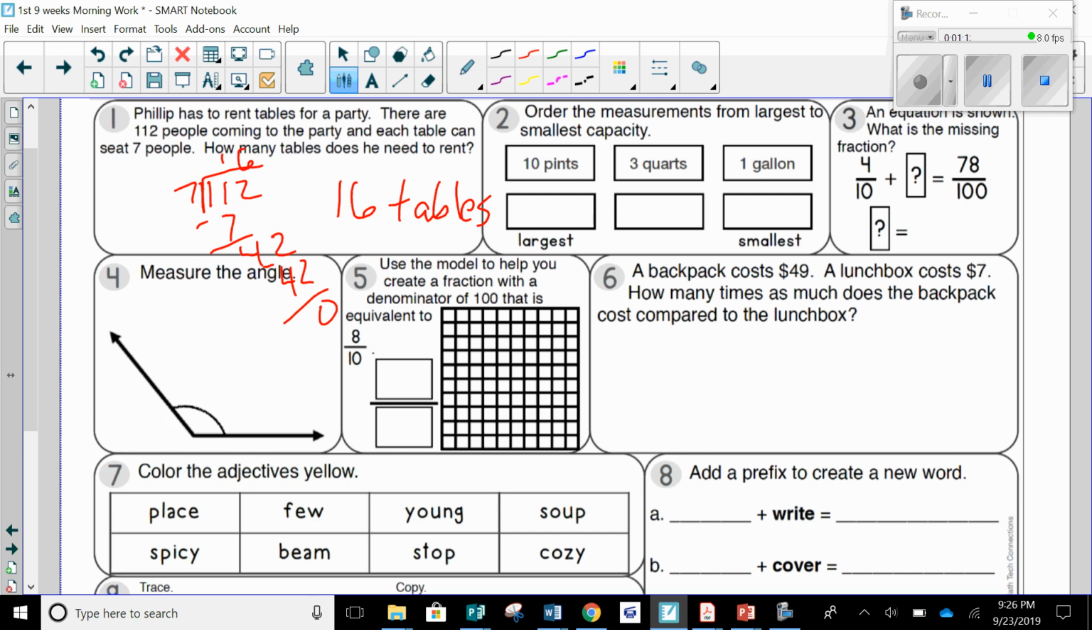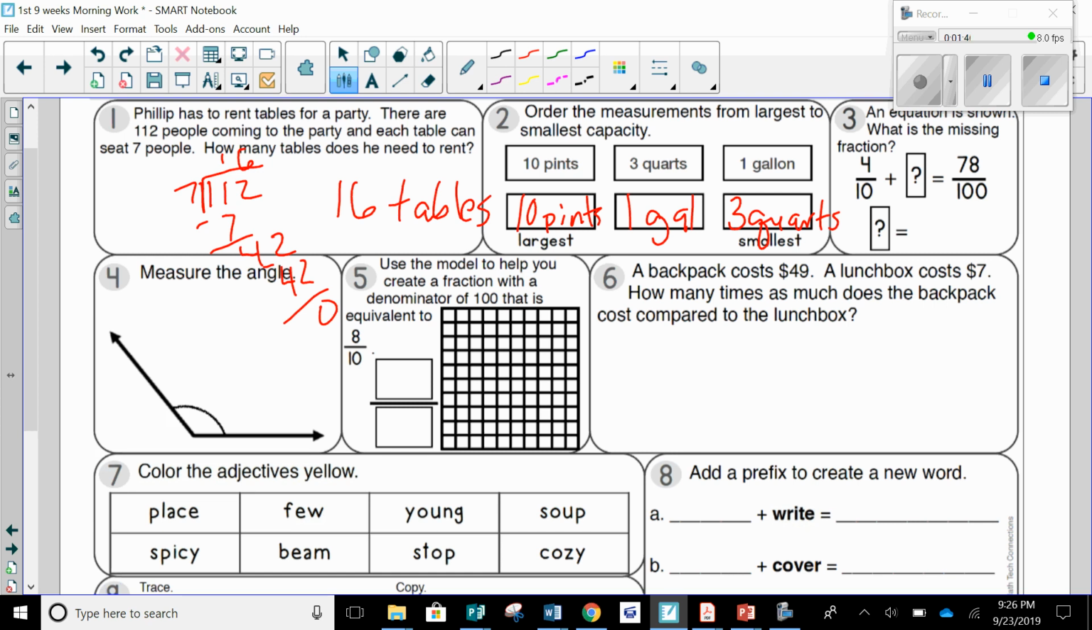Okay, number 2 says order the measurements from largest to smallest capacity. Okay, 10 pints is my largest amount. Then I have 1 gallon and 3 quarts. All right.